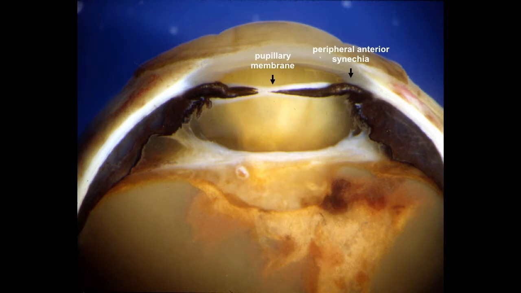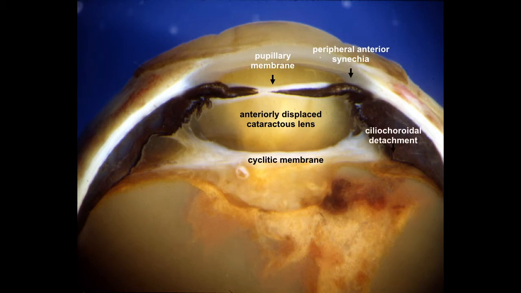There's a pupillary membrane of white fibrous tissue. The lens is cataractous and displaced anteriorly. There is fibrosis of the vitreous forming a cyclitic membrane. The cyclitic membrane stretches from ciliary body to ciliary body behind the lens and produces a tractional ciliochoroidal detachment. The retina is totally detached by tan-colored gelatinous fluid and is discolored orange, suggesting hemosiderosis.